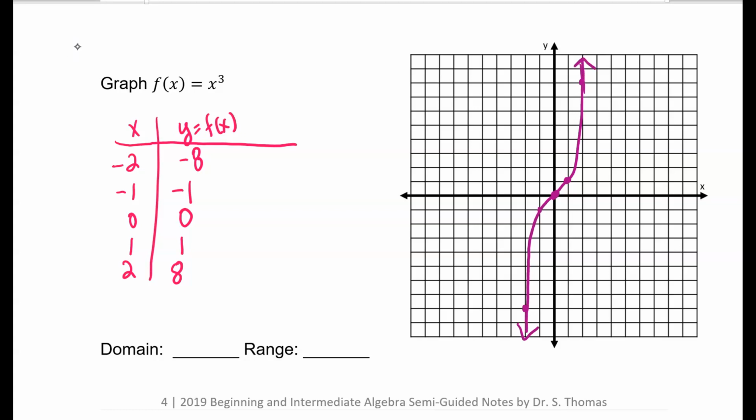The domain, this is continuously going this way. It's inching its way this way. And the right side is still inching its way that way. So we still have negative infinity to positive infinity for the domain. And the range, if we look at the y-axis, it is still continuously going down from negative infinity. And we look at the topmost point, it's still going to positive infinity.